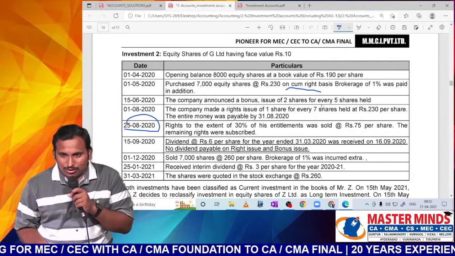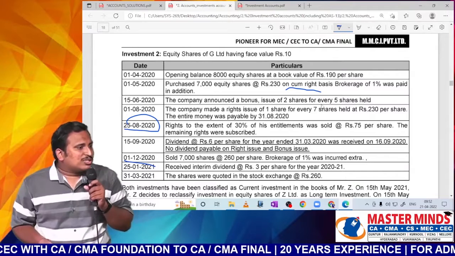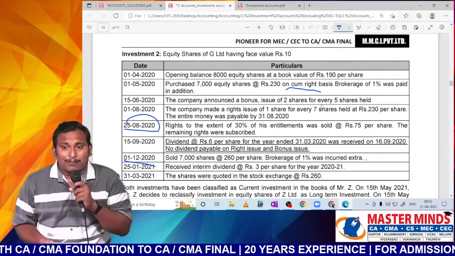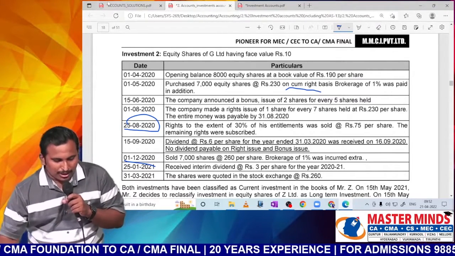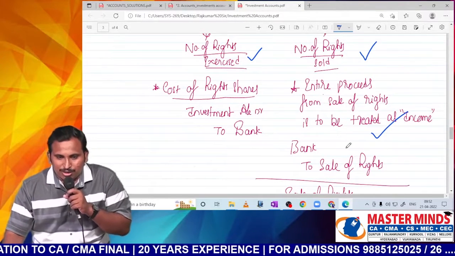Does anybody know? Have they given it? They have given once again something like 112. Nobody knows the market price. Hence, we cannot apply that point, sir. Usually, please remember it this way only. The entire amount from sale of rights is to be credited to P&L.